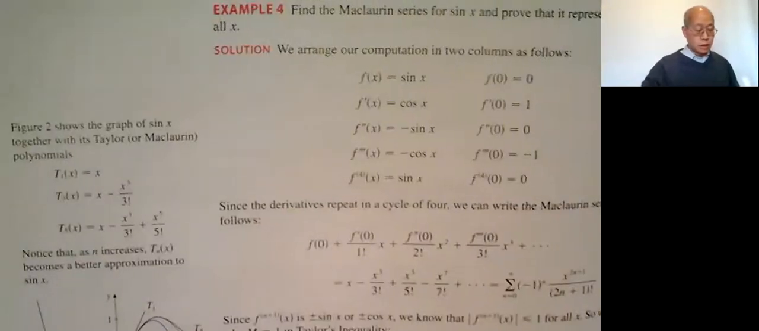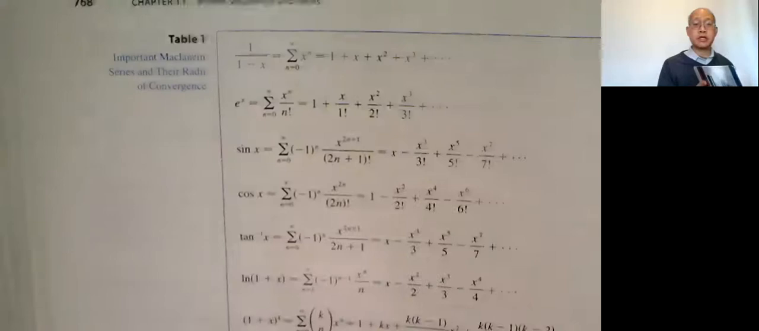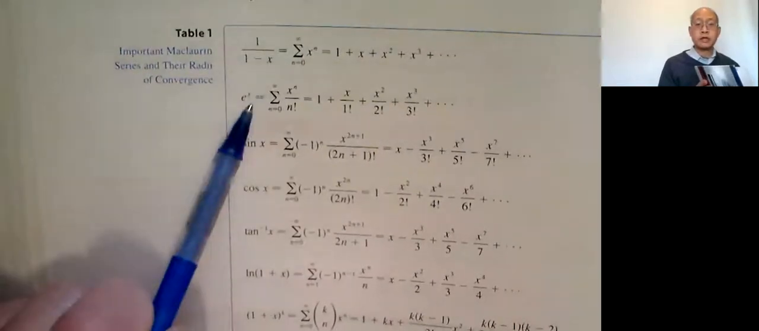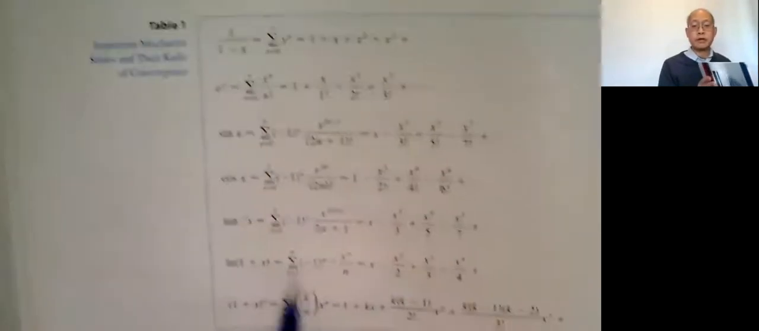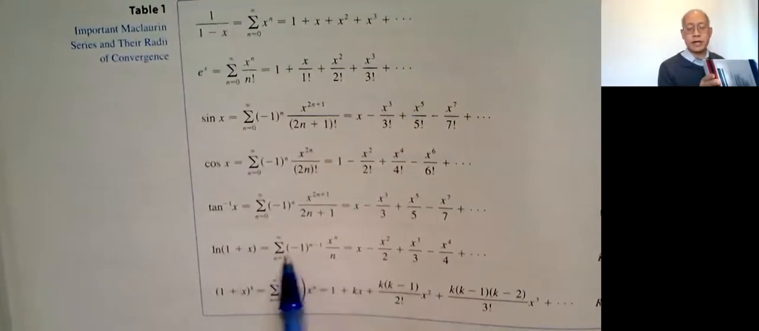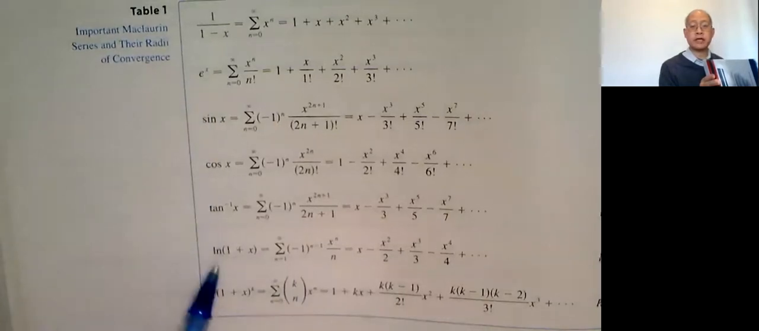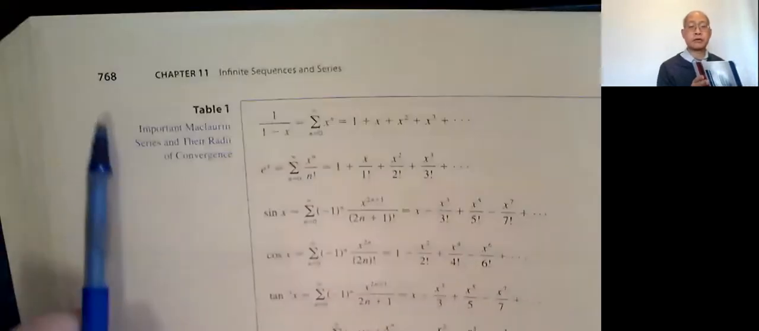Okay. And then this is a key chart. So put this on your cheat sheet, page 768. This one, this one, this one, this one, and this one. You don't need the last two as much. Definitely not the last one. If you want to put the second to the last one, you can. So e to the x, sine x, cosine x, inverse tangent x, ln 1 plus x. Put that on your cheat sheet from page 768.